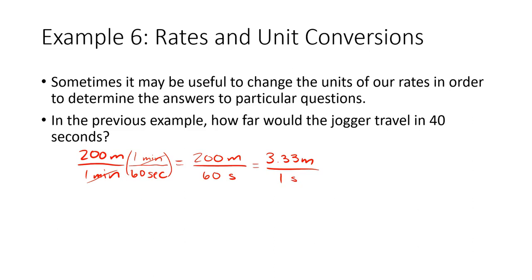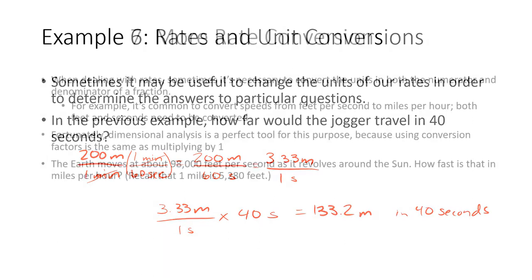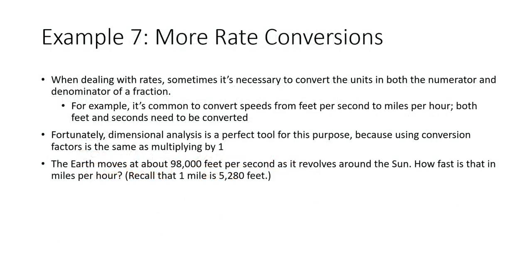And now that we have this unit rate to find how far he can travel in 40 seconds, we just multiply like we did with the previous example. 3.33 times 40, 133.2 meters in 40 seconds. So again, when dealing with rates, sometimes it's necessary to convert the units in both the numerator and the denominator. This is just a way to make values easier to use or rates easier to understand. And so we do this very often, and it is the same process as unit conversions.